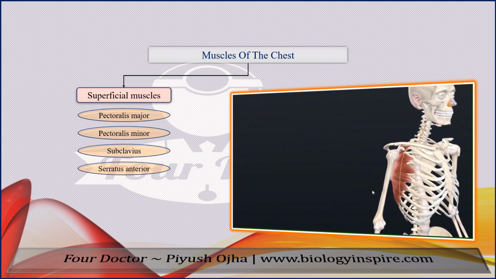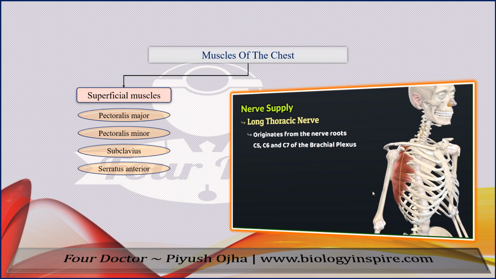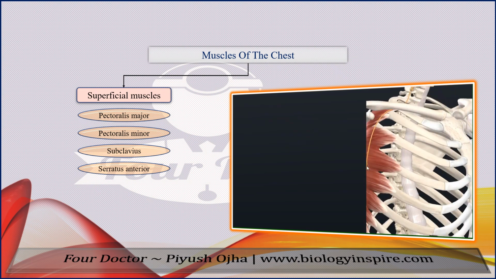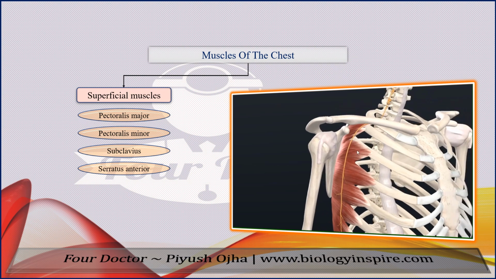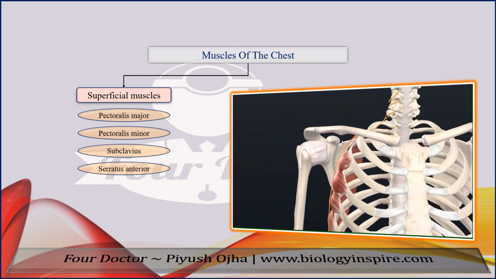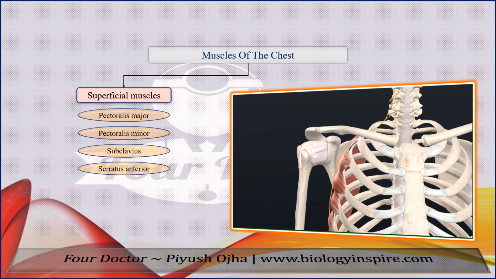Now the nerve supply of the serratus anterior muscle. This muscle is supplied by the long thoracic nerve, which originates from the nerve roots C5, C6 and C7 of the brachial plexus. This nerve is the long thoracic nerve, and this nerve originates here at the nerve roots C5, C6 and C7 of the brachial plexus.